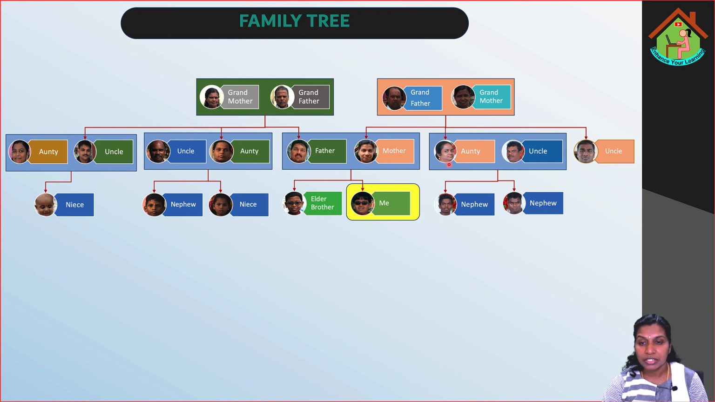What is the relationship of your auntie's son? Your auntie's son is called your nephew, and auntie's daughter is called your niece. Do you have any doubt in this relationship? You just draw your family tree in your notebook and see the relationship.